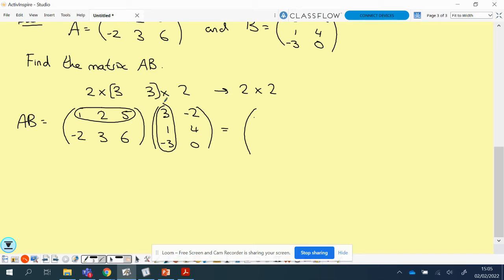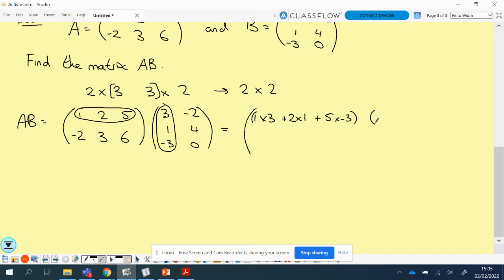And how do we do that? Well, we take the first in each. So that's going to be 1 times 3. Then we're going to add the second, so that's 2 and 1, so it's going to be 2 times 1. And then we're going to add 5 times -3. So that's going to be my first entry there.